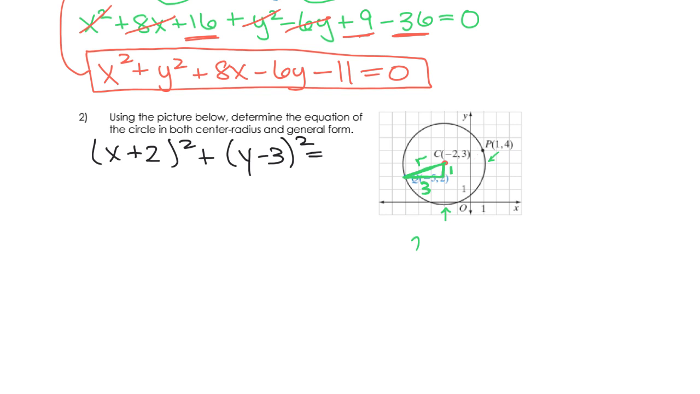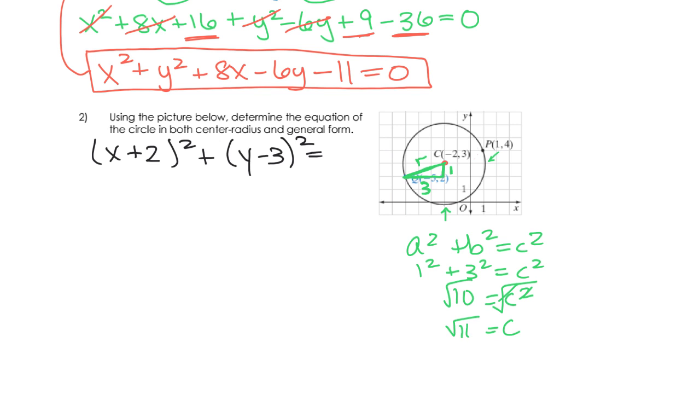And now I can go ahead and say a squared plus b squared equals c squared. 1 squared plus 3 squared equals c squared. And 1 squared plus 3 squared is 10. And now to solve for my hypotenuse, which is c, I take the square root, and my hypotenuse comes out to be, well, square root of 10, guys, is not perfect, so we're going to leave it as the square root of 10. And so now I can go back up and say, all right, I found my radius. My radius is the square root of 10.